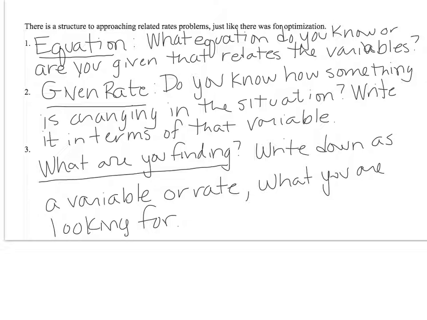I like to have a little acronym here of EGF. I say eat good food, because that's what everyone should do. Eat good food, for equation, given, and find. So if you remember eat good food, that'll help you remember the 3 things that you're supposed to go through. And I'll try to model that on the next couple of problems.